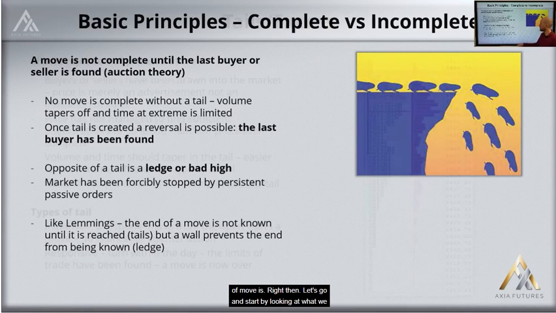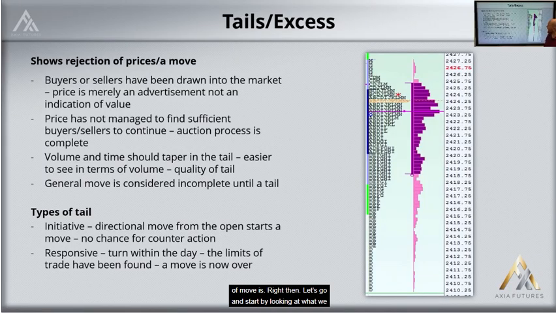Right then, let's start by looking at what we call a tail, or some will refer to this as an excess. And there are different types of tails. We'll talk about this in a minute. What's happening is buyers or sellers have been drawn into the market, quite simply. So to create this tail down here, sellers have been drawn in. They keep on coming in to sell, and as long as there's a bid there to sell to, they will sell and sell until you run out of people willing to sell. At this point, you run out of the ability to keep going.